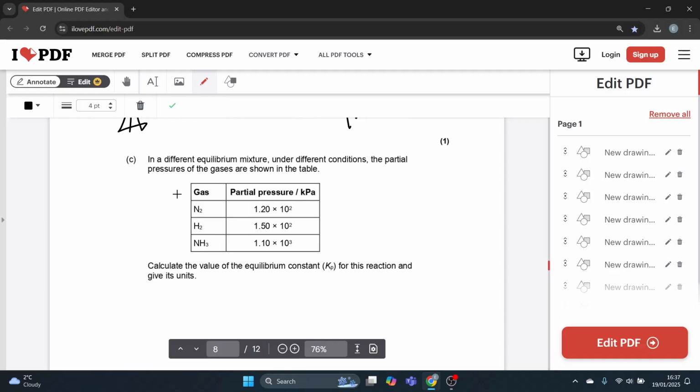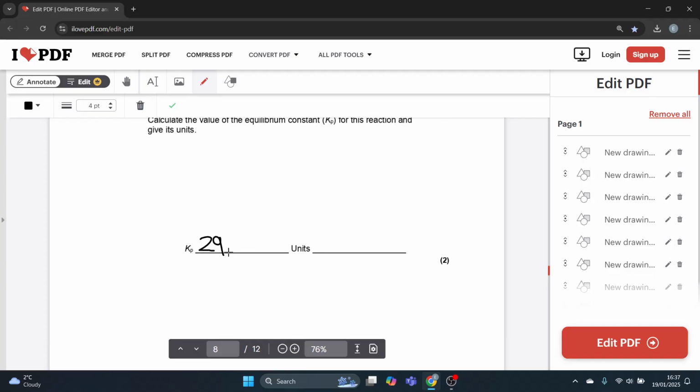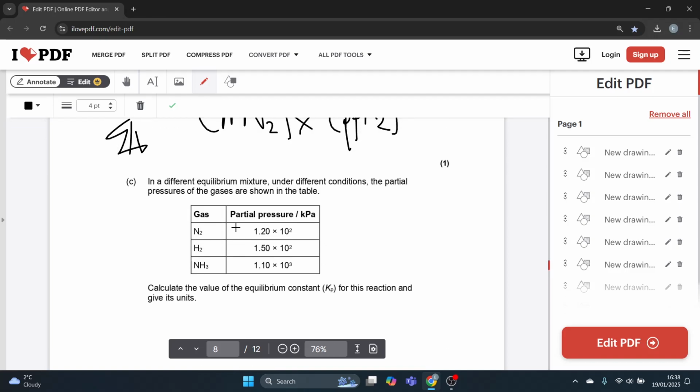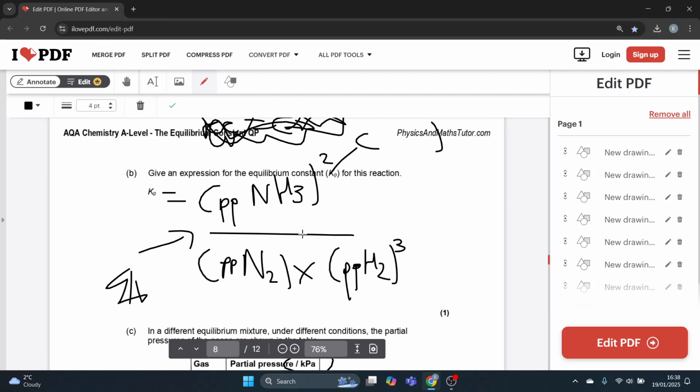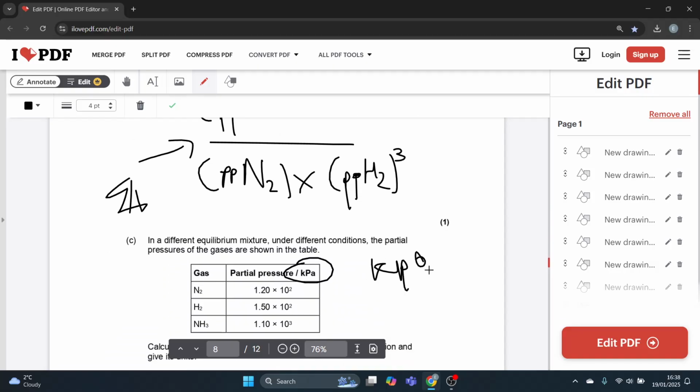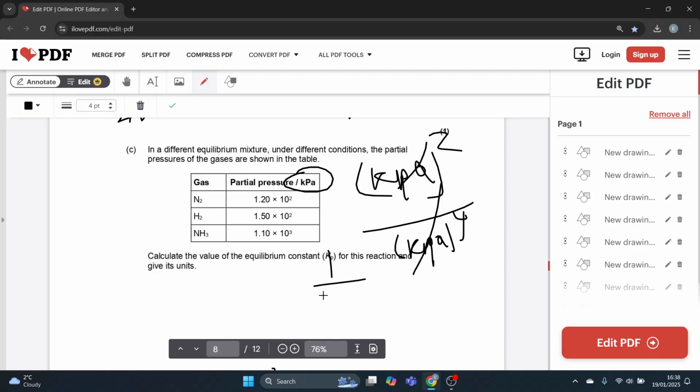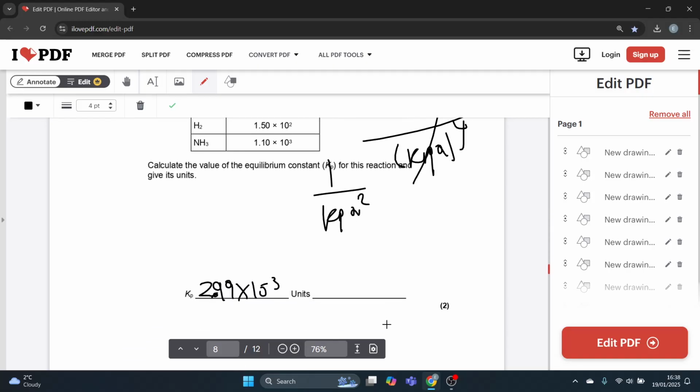And that will give me 2.99 times 10 to the power minus 3. Its units, well, I'm working with kPa, so it's going to be kPa squared divided by kPa times kPa cubed, so kPa to the power 4, that cancels out and I'm left with 1 over kPa squared, and that is the same as kPa to the power minus 2. So I've got 2.99 times 10 to the power minus 3 and kPa to the power minus 2.